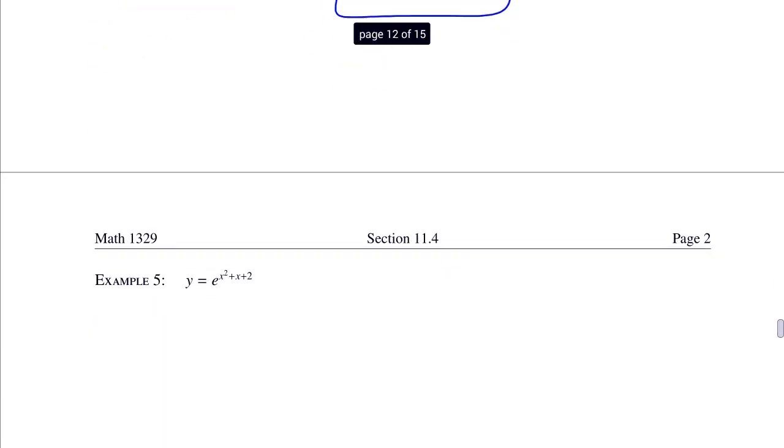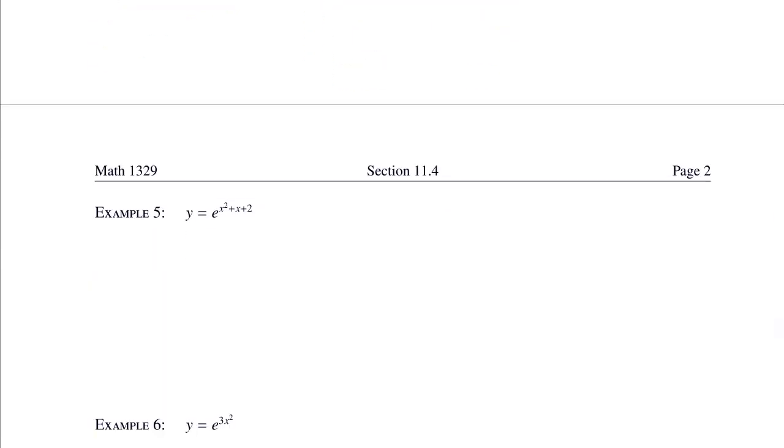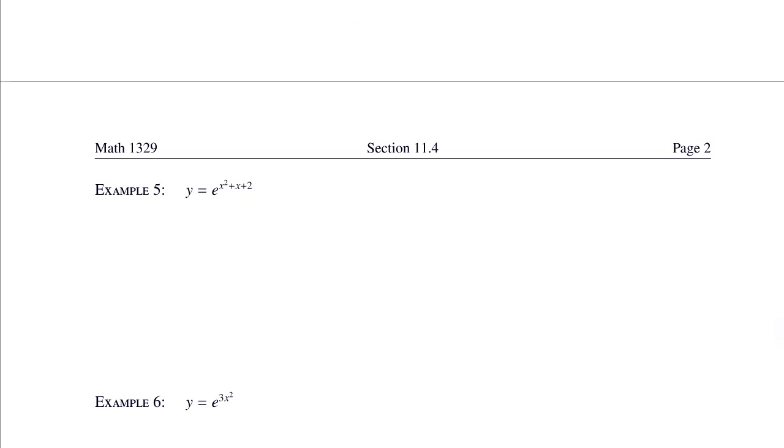All right, let's look at example 5. Example 5 is e to the x squared plus x plus 2 power. What is the outside function? E to the x. What is the inside function? X squared plus x plus 2. So the outside function is e to the x. The inside function is x squared plus x plus 2.